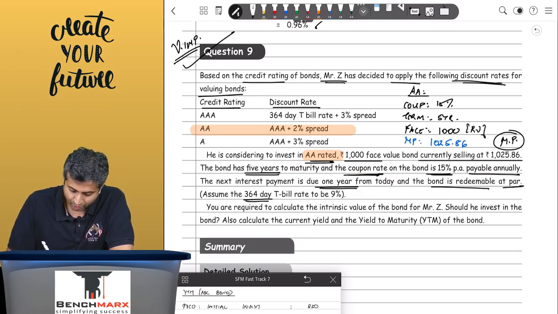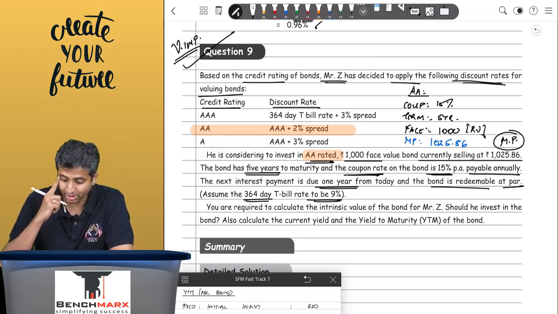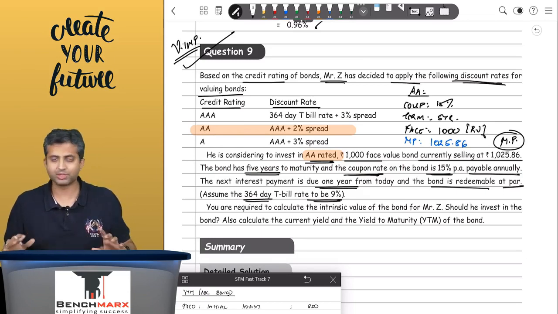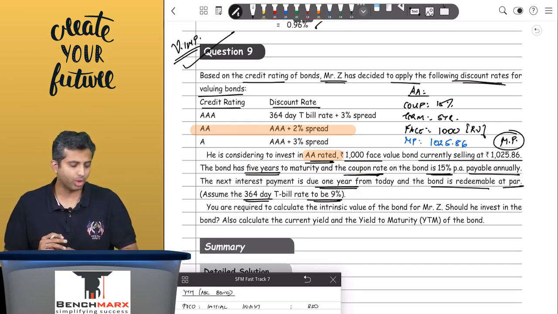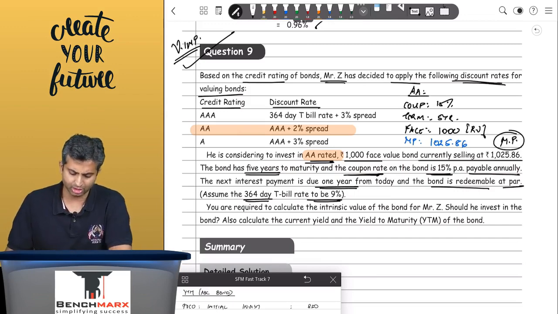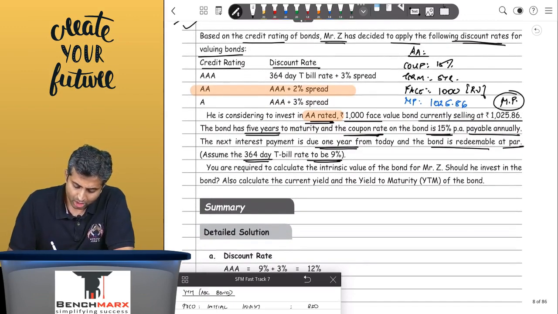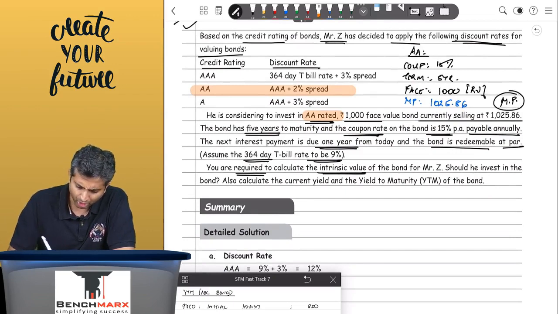Assume the 364-day treasury bill rate to be 9%. So this is the rate of a risk-free bond or a government bond. This is 9%. You are required to calculate the intrinsic value of the bond.